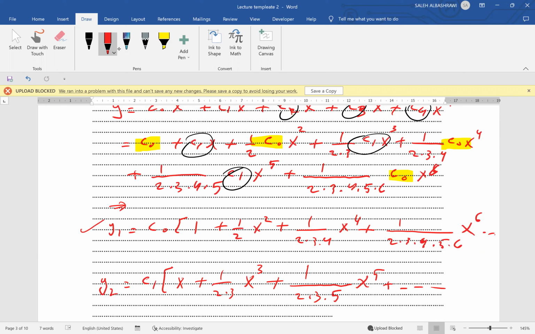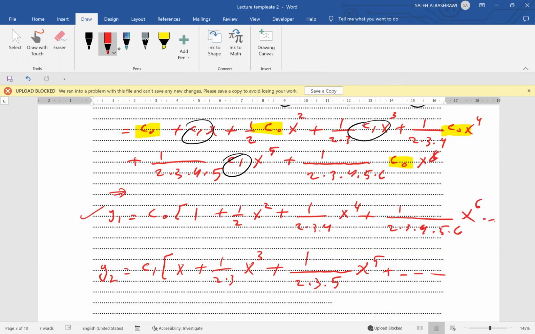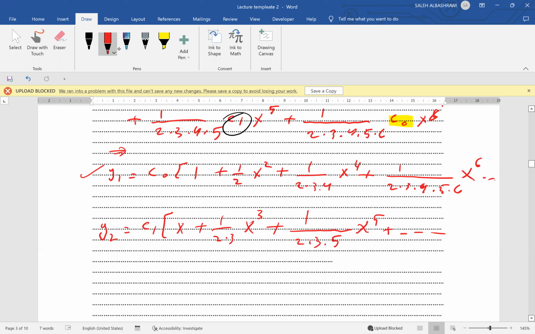So you can see I have two solutions. Y1 equal to C0, and what is inside the bracket is 1 plus 1 half x squared plus 1 over 2 times 3 times 4 x to the power 4, and I have even powers. And y2 has the odd powers of x. So I have two series, with C0 and C1. So these are the two series about the ordinary point x equal to 0. We can write this in compact form with sigma also.